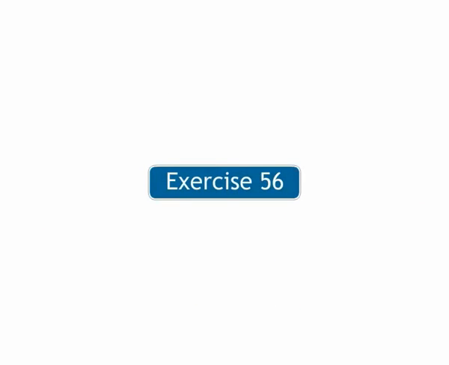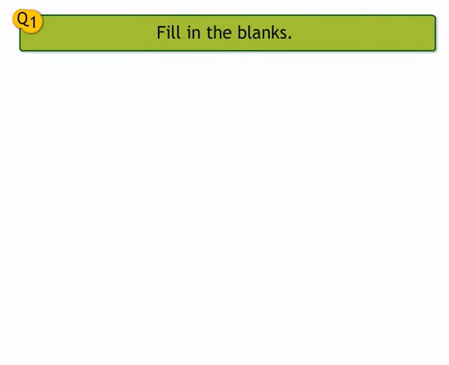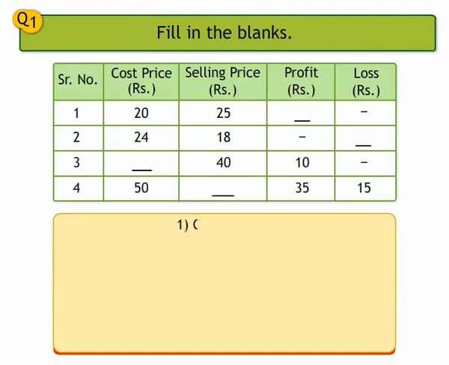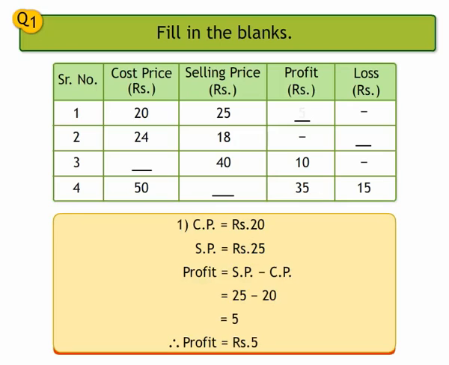Let us solve the sums from exercise 56. 1. Fill in the blanks. 1. Cost price is rupees 20. Selling price is rupees 25. Selling price is greater than cost price. So, profit is equal to selling price minus cost price, which is equal to 25 minus 20, that is rupees 5.